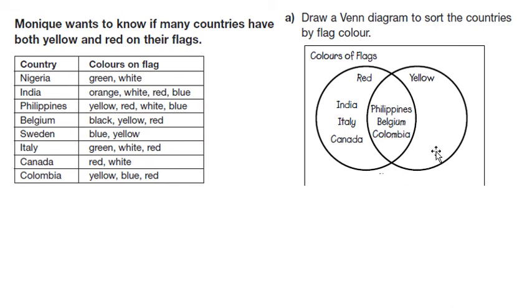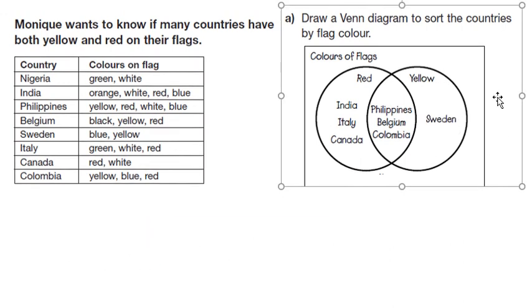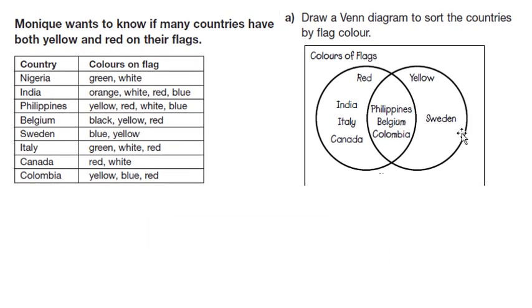Let's take a look now to see which countries have yellow but not red. There's only one country that meets that criteria. That's Sweden. Sweden has blue and yellow. So yes, they have yellow, which is why they're in this circle, but they don't have any red, which is why they're not in this circle. And lastly, here's Nigeria.